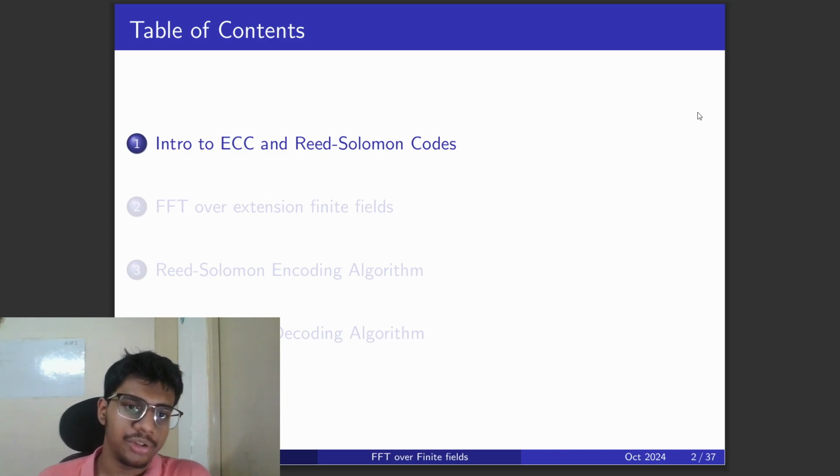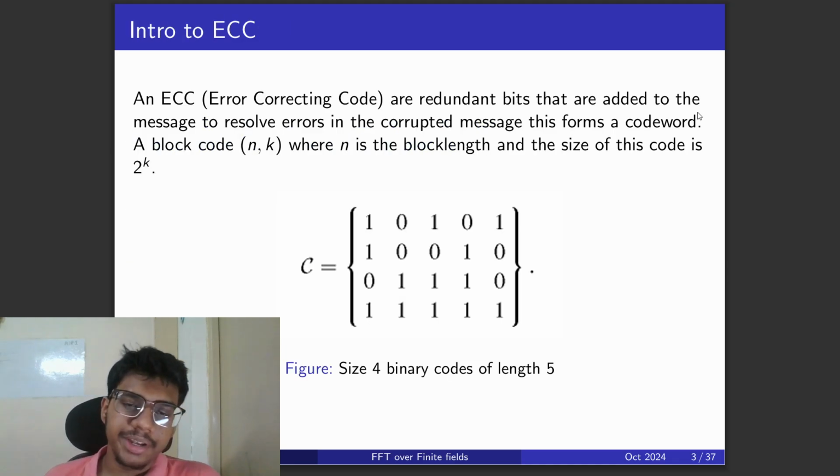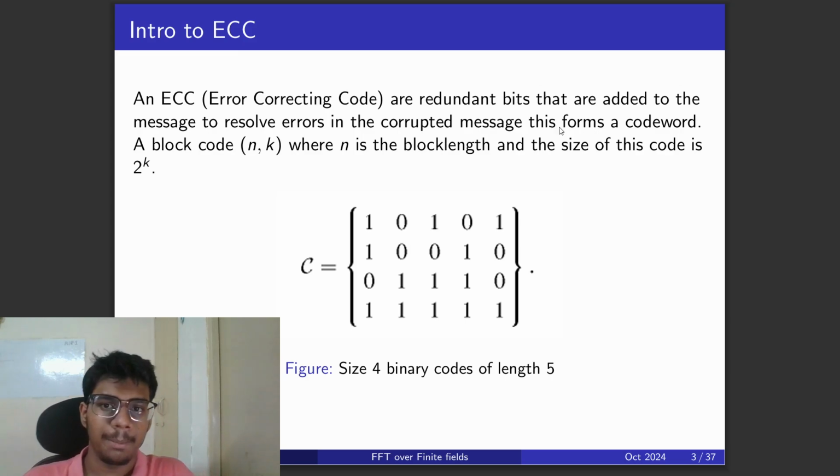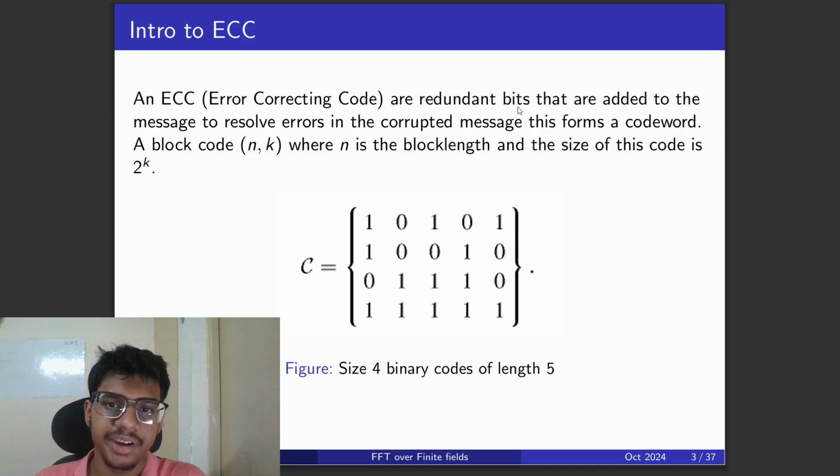Basically before talking about Reed-Solomon code, a Reed-Solomon code is an error correcting code. So let's first talk about error correcting codes. Error correcting codes are nothing but codes which resolve errors in the corrected message. This message and the error correcting codes combinedly form a code word. So an error correcting code is nothing but a redundant bit.